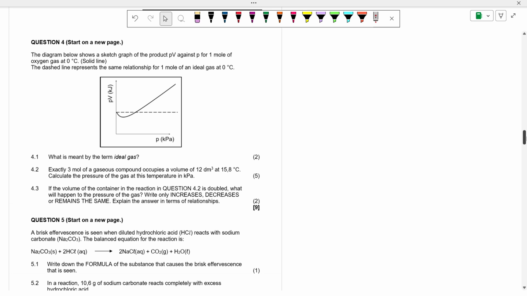The diagram below shows a sketch graph of the product PV against P for 1 mole of oxygen gas at 0 degrees Celsius. That's the solid line. The dashed line represents the same relationship of 1 mole of an ideal gas. So it's the same oxygen gas, but this time it's ideal. Then it means the one in a solid line is the actual real gas. Okay. Then the first question, what is meant by the term ideal gas? What would you say there?